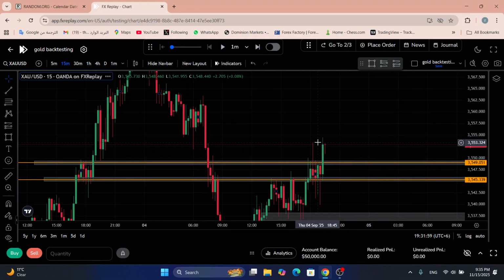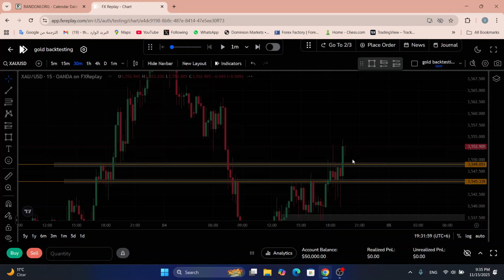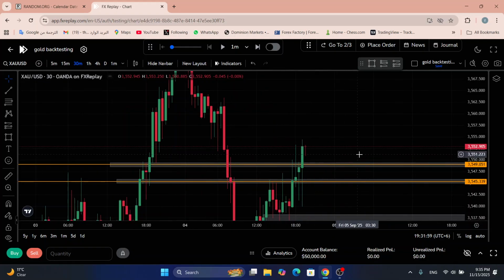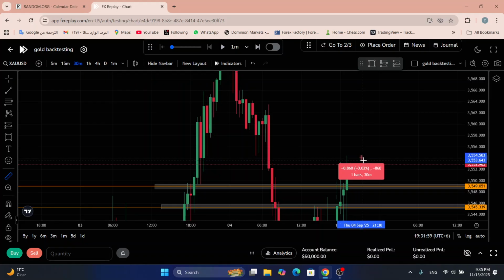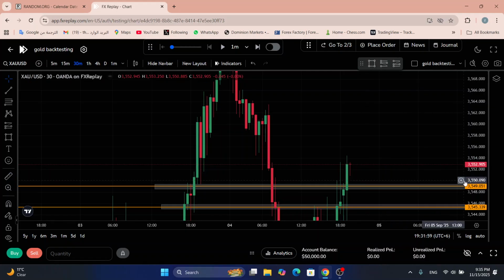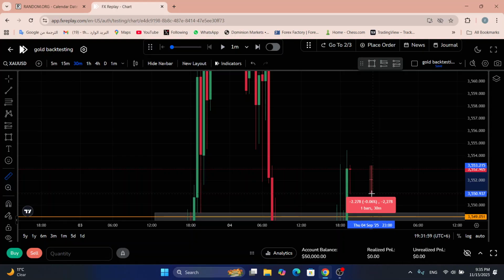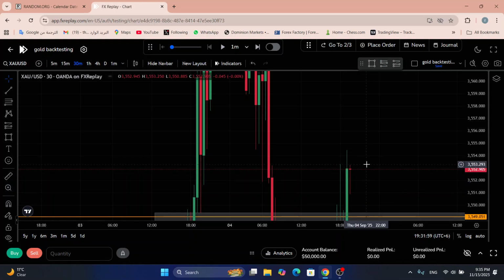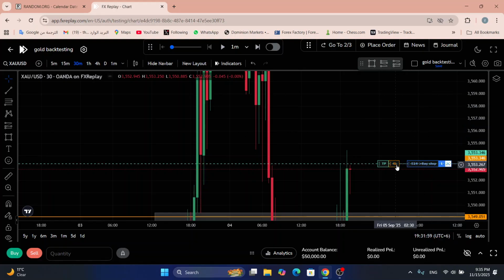Okay, so we got a really nice breakout. This candle created a bottom wick. So this time is actually a really high volume time. Let's check how long this wick is. It's around 14 pips. And this one, oh, it's about 22 pips. So I'm just going to place a buy stop on the break of these highs.